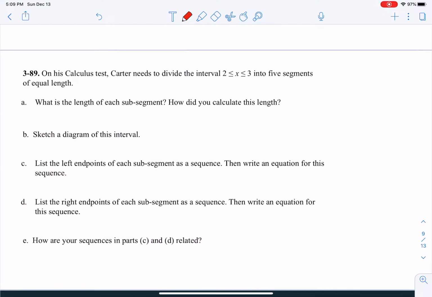So if we have an interval between 2 and 3, including 2 and 3, and we want to break that into 5 equal segments, so if we want to calculate the length of each subsegment, I can do 3 minus 2 to get 1. And I'm dividing that into 5 equal segments. So the length of each segment is going to be 0.2.